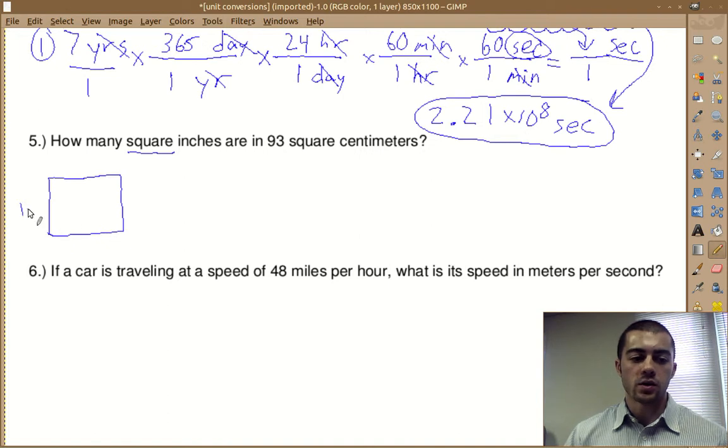We know that this side is 1 inch, and an equivalent side would also be 2.5, well, let's call it 2.5 centimeters. So if we were to break this up, this side would measure 1 inch, and this side would measure 2.5, so we would have 2.5 lengths here in this one length here.